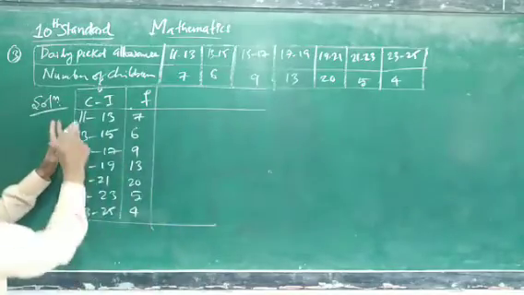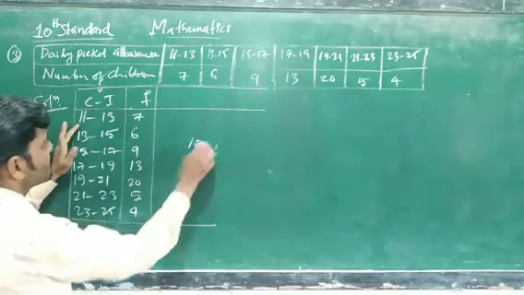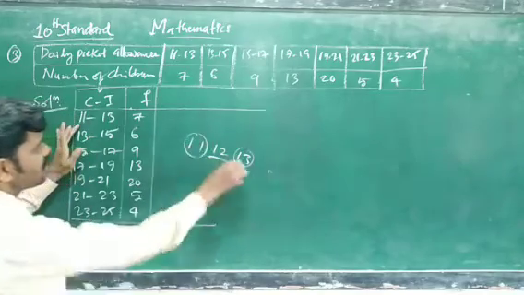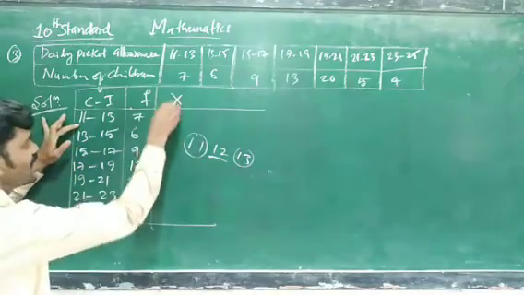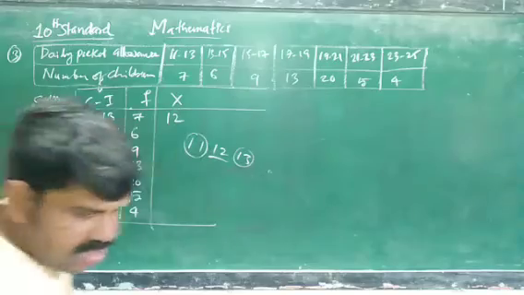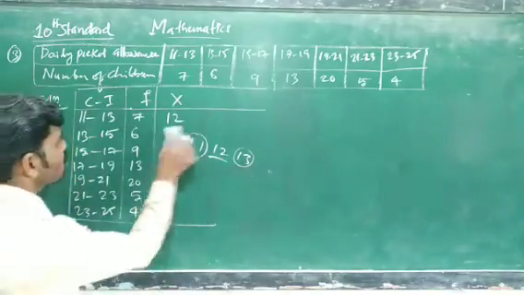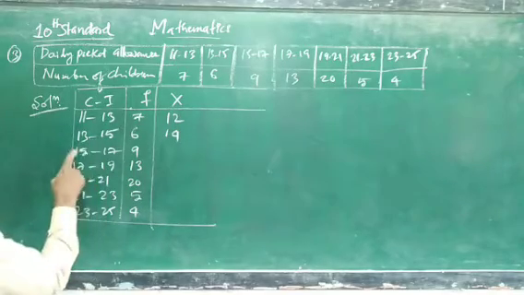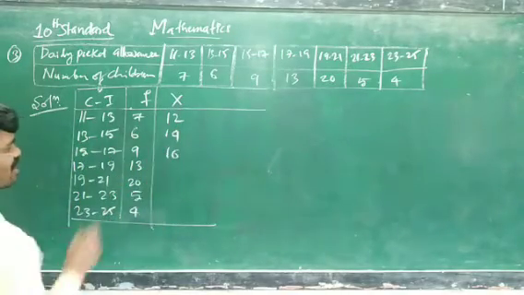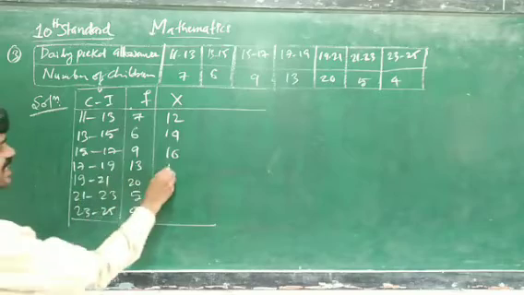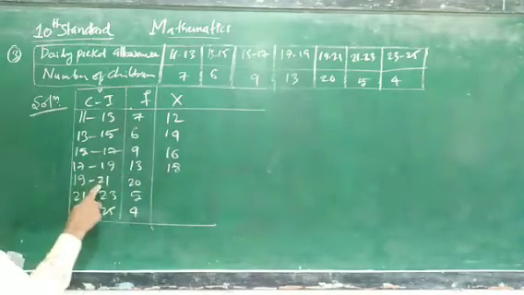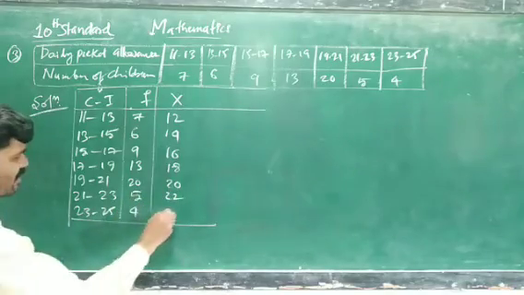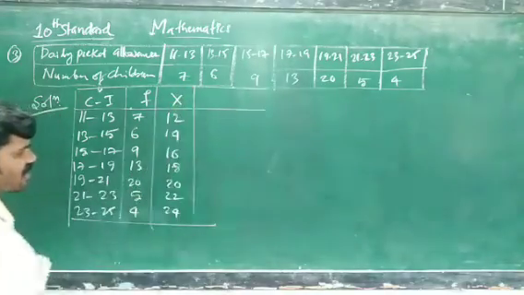From 11, 12, 13, these are the three numbers. So 12 is the middle number, that is x, 12. Here 13, 14, 15: 14 is the middle number. 15, 16, 17: 16 is the middle number. 17, 18, 19: 18 is the middle number. 19, 20, 21: 20 is the middle number. 21, 22, 23: 22 is the middle number. And 24 is the middle number.